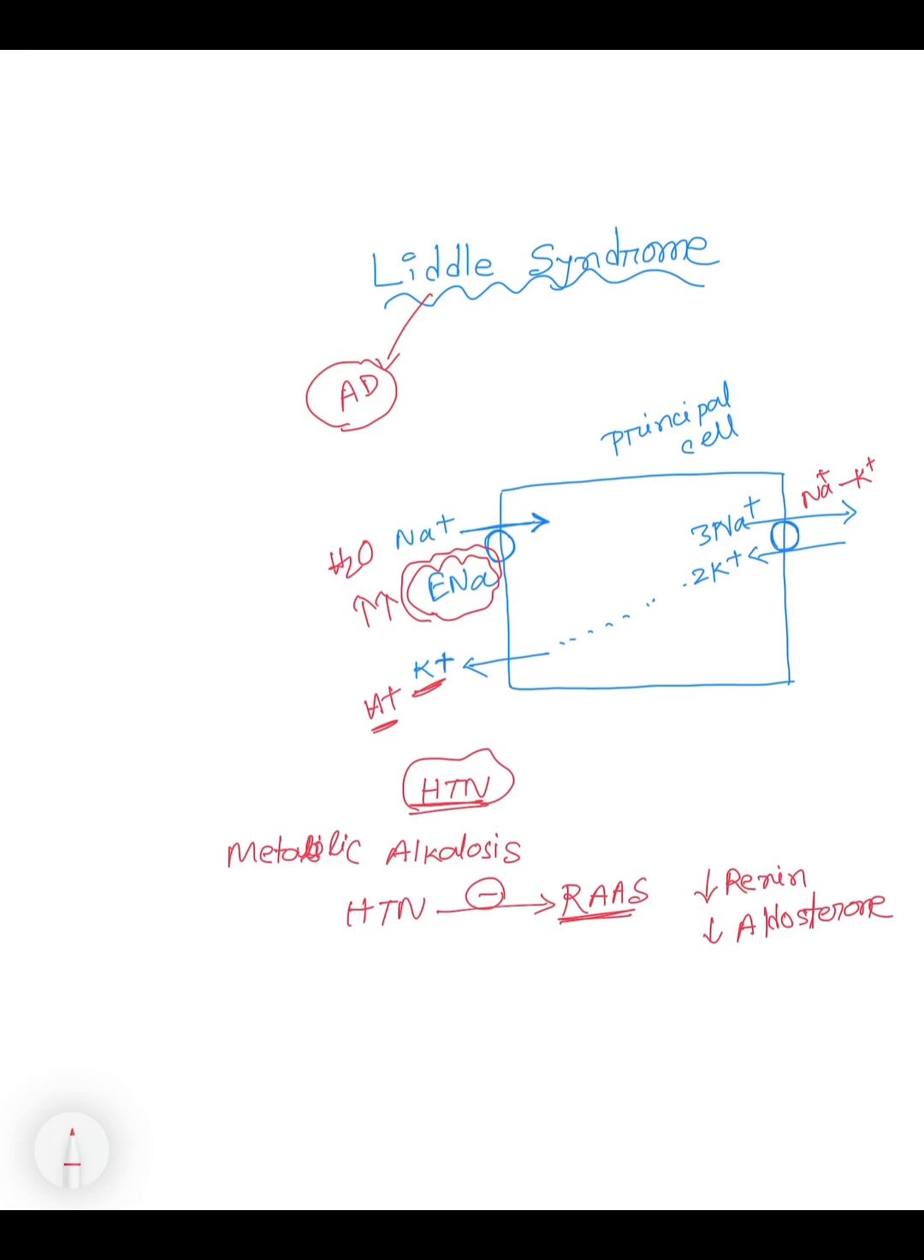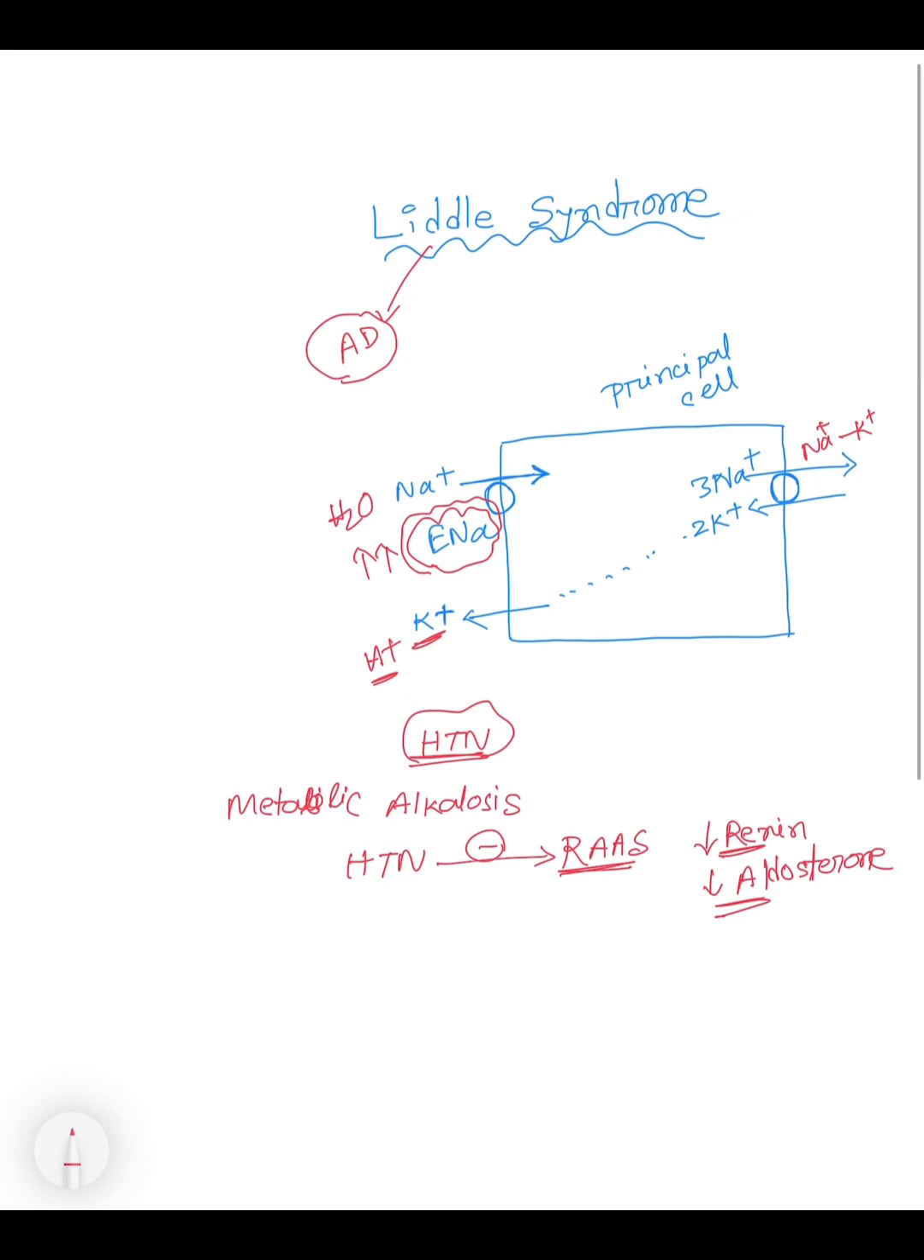And we know that due to high renin and high aldosterone, hypertension is produced. But in case of Liddle syndrome, we will find low renin and low aldosterone but hypertension. So we can say that in Liddle syndrome, we will typically see low renin hypertension.